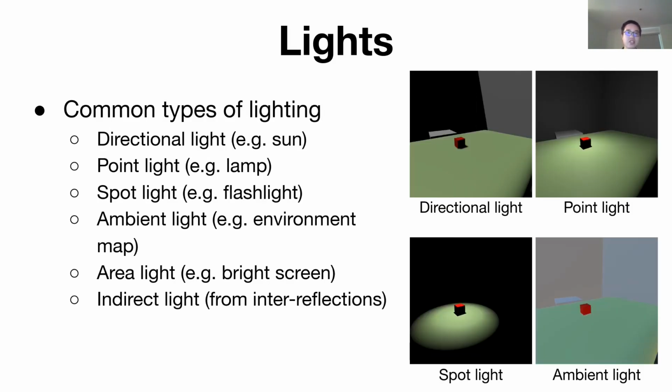The next component in camera simulation is the lights. Common types of lighting include directional light, like the sun; point light, like a lamp; spotlight, like a flashlight; and ambient light, modeled by environment maps. The effects of these lights are shown in the pictures rendered by SAPIEN on the right.